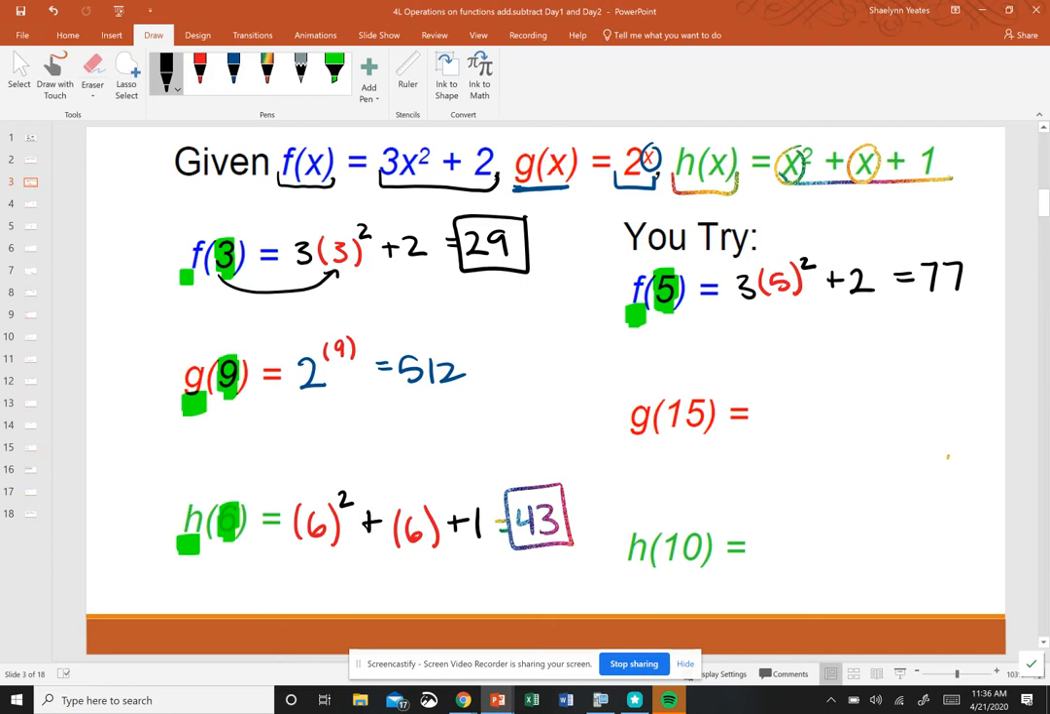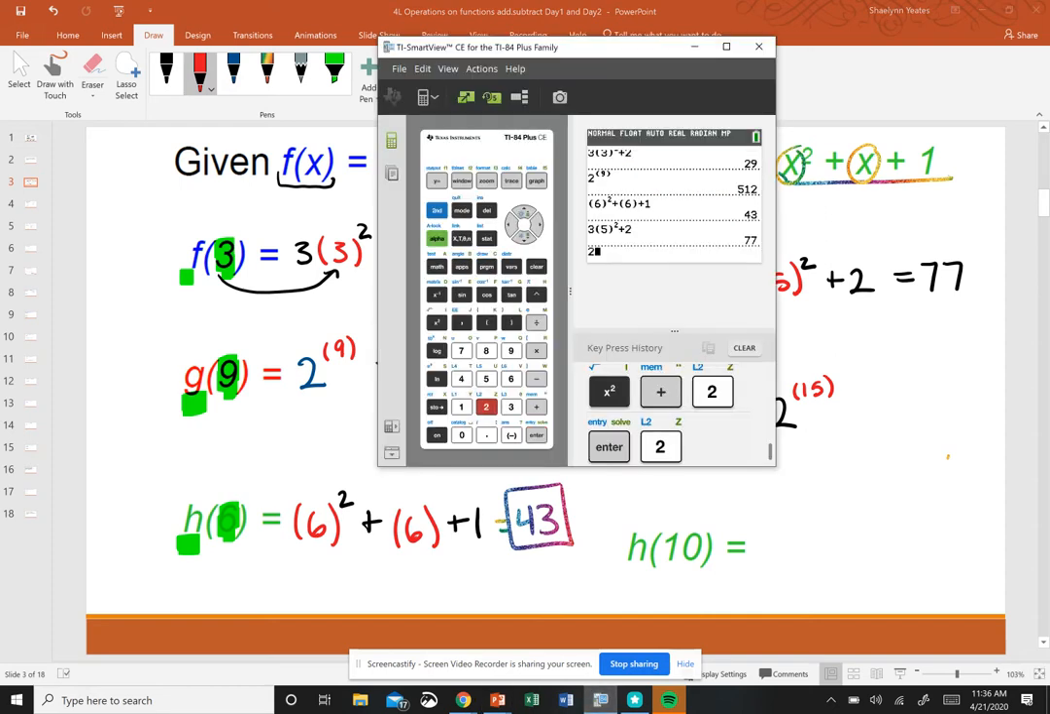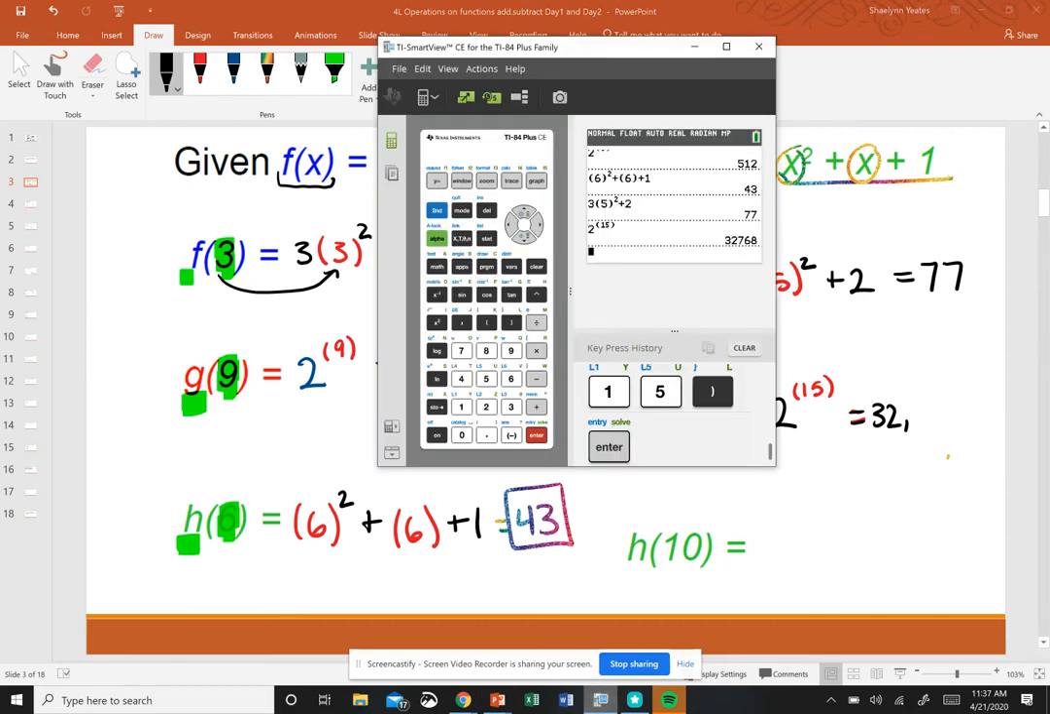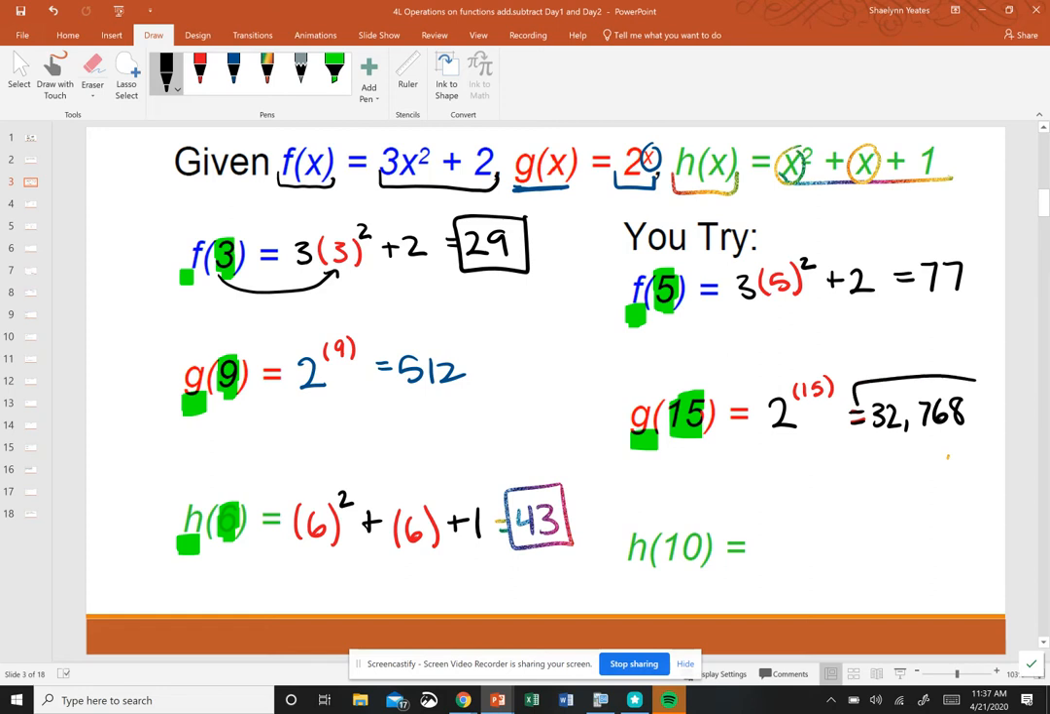All right, and then g of 15 means I'm going to be taking my g function, and I'm going to plug in 15 into it. So I've got that g function. So this is going to be 2 to the, and then instead of x, I'm going to put parentheses 15, close parentheses. So I'm going to do 2 to the parentheses 15, close parentheses. So that's 32,768. Is that what I said? Yeah. So there's my answer there. I'm going to go box all my answers.